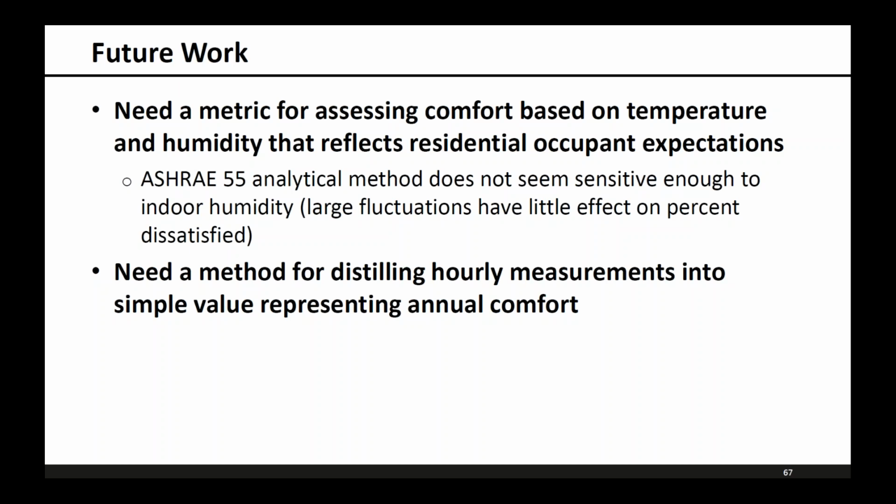We saw that the ASHRAE 55 analytical method, the Fanger method, is pretty insensitive to indoor humidity, which is a challenge when there are pretty high expectations for homeowners on indoor comfort. And going along with that, ideally we want this metric to be able to use to come up with some simple value to represent the annual comfort in a home.